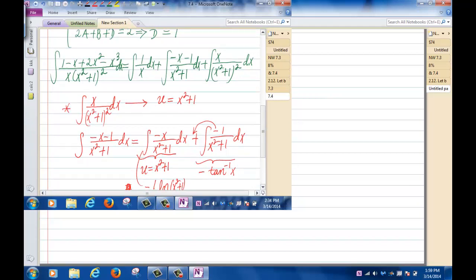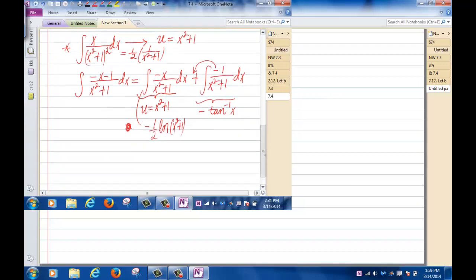What you're going to get is half of the integral of 1 over u squared. The integral of 1 over u squared would be u to the negative 2, so it's negative 1 over u. So this would be, I think, half of 1 over x squared plus 1. And so you can plug those in. Everybody's okay? I'm going to end here because we are out of time.